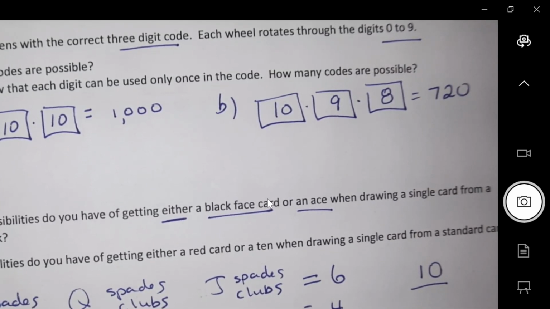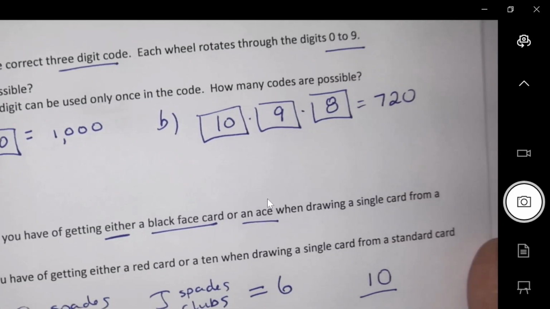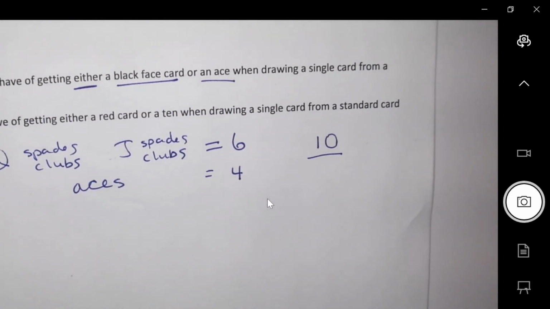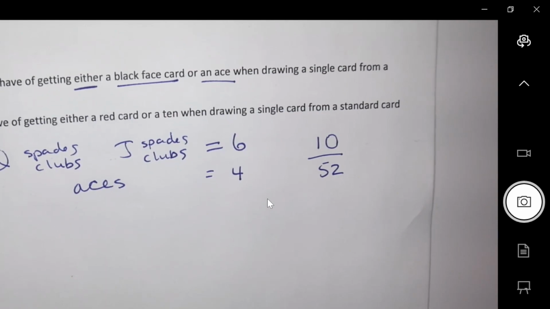Out of how many cards in the whole deck? Do you guys know that number? How many total cards are in a deck? No one plays cards? 52. It's 52 cards. We're going to have to play cards. Apparently you guys don't know your cards.